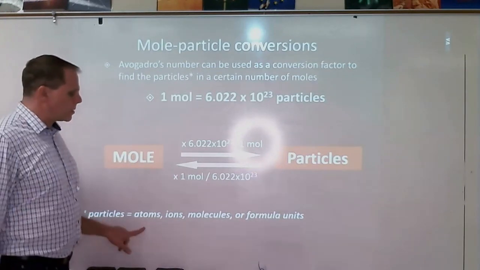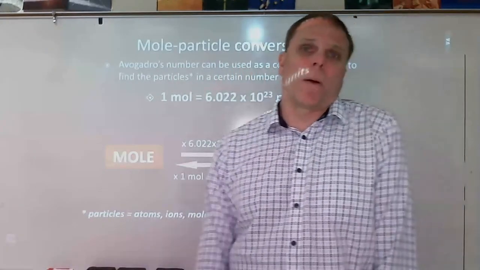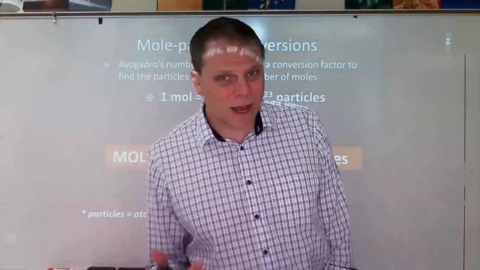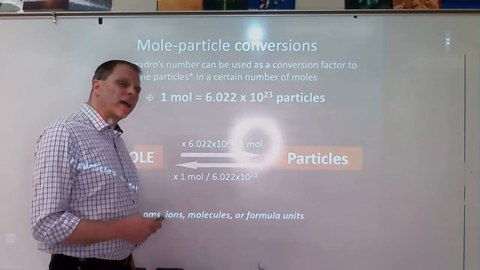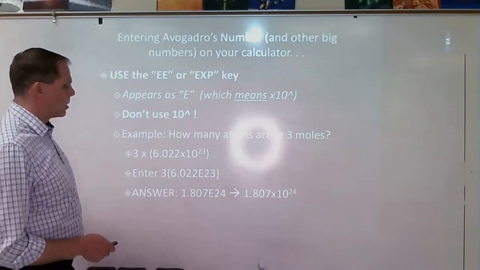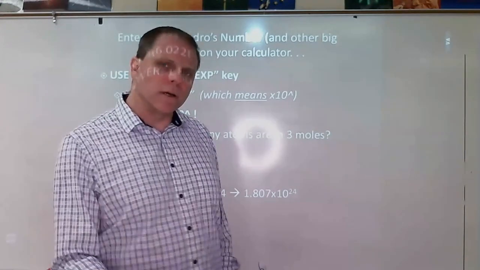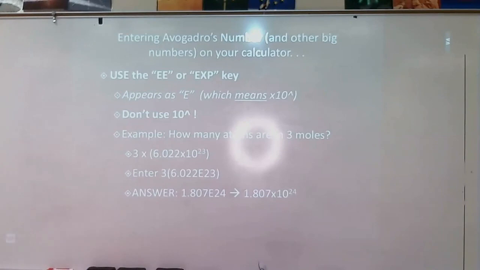Well, anytime we get something like atoms, ions, molecules, or formula units, any of those kind of things would be particles, okay? So it's just a way to express the types of collections that we have in our chemical reactions, basically, particles. All right, what would we do on a calculator if we were doing this for a calculation problem? Well, let me show you. You can kind of read it here. You're going to use the EE or EXP button.